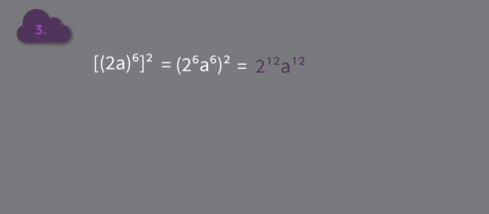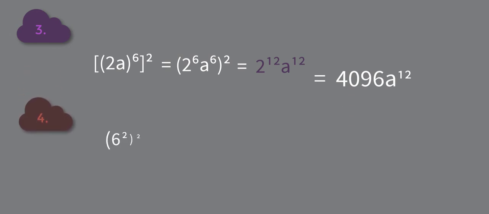Again, perfectly acceptable answer unless it says to, you know, fully simplify to a whole number for any numerical values. But if we took 2 to the 12th, that's 4,096, and we still have a to the 12th. All right, number 4, 6 squared squared. That's 6 to the 2 times 2, which is going to be 6 to the 4th. And again, if you want to write that out as a numerical value, 6 to the 4th is 1,296.